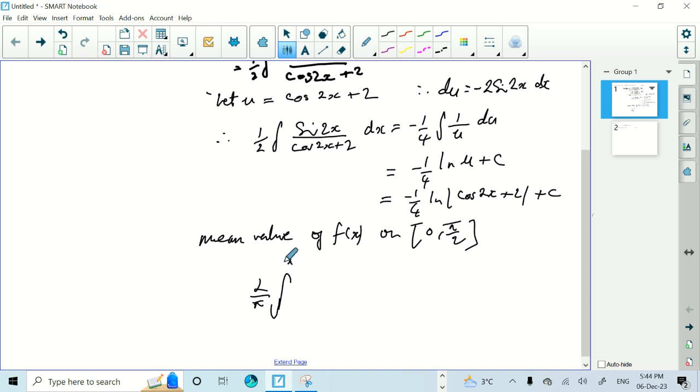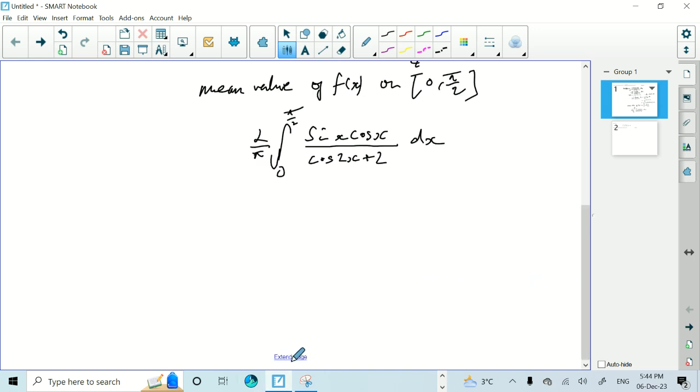pi over 2 and 0 of sin x cos x over cos 2x plus 2 dx. And what will that give us? Well, we need to use what we found.